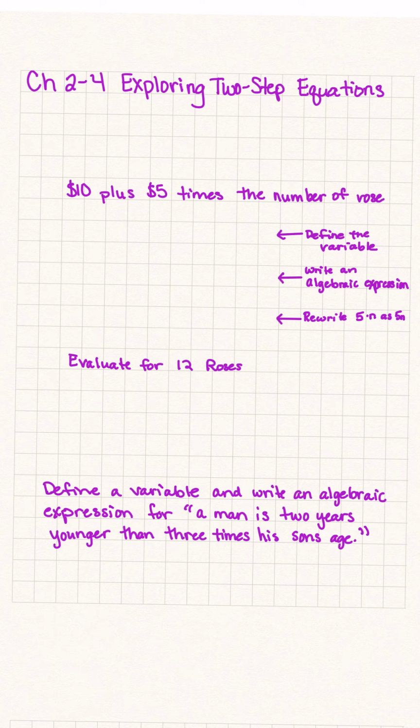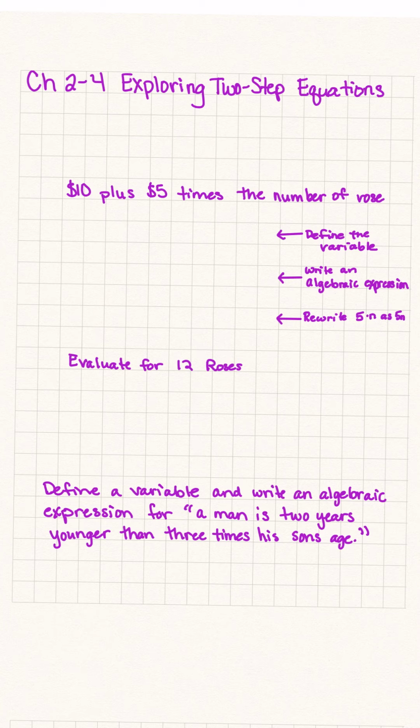So suppose you're ordering roses online. Roses cost $5 each and shipping costs $10. Your total cost depends on how many roses you buy. Two-step equations can help you solve everyday problems.